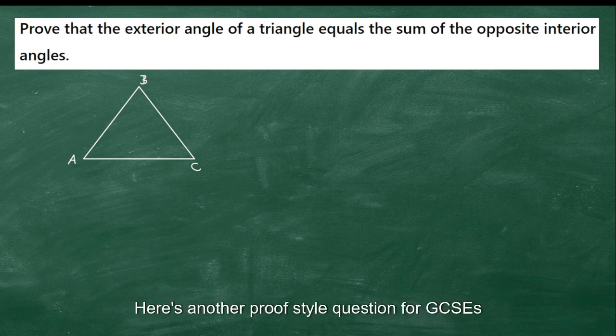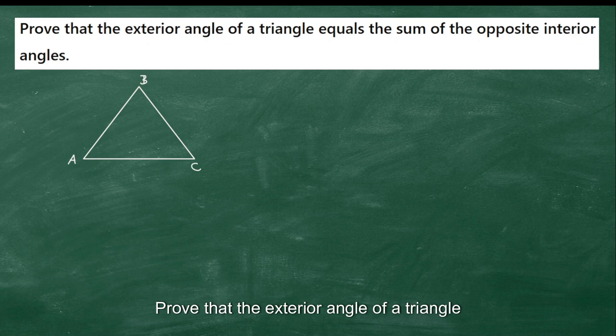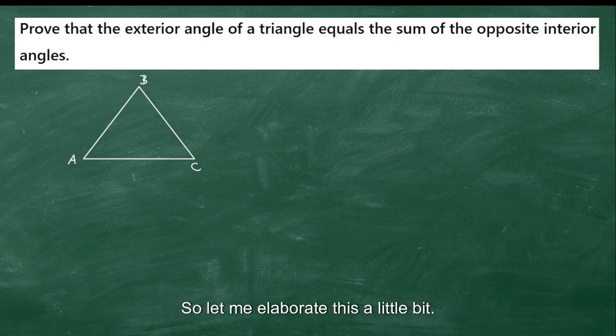Here's another proof style question for GCSEs. Prove that the exterior angle of a triangle is equal to the sum of the opposite interior angles. So let me elaborate this a little bit.